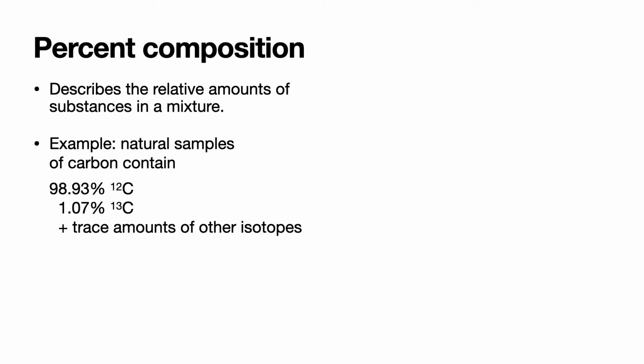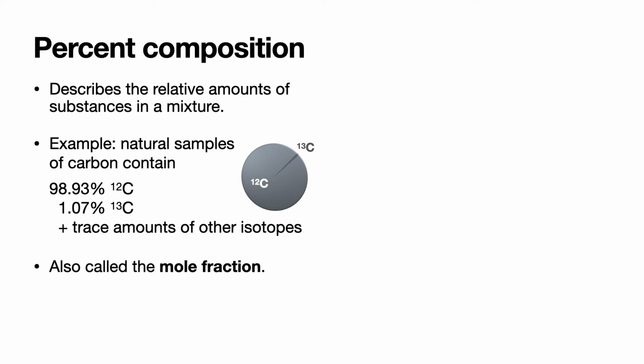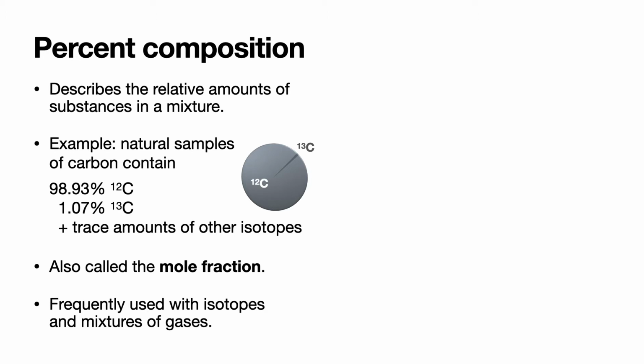And what this means is that if you had a sample of carbon, 98.93% of those carbon atoms would be of the isotope carbon-12, 1.07% of those atoms would be the isotope carbon-13. This way of describing the composition of a mixture is also called the mole fraction. And you see this a lot with talking about composition of different isotopes of an element. And you'll also see it used a lot with mixtures of gases.